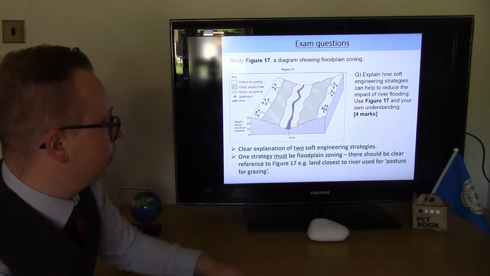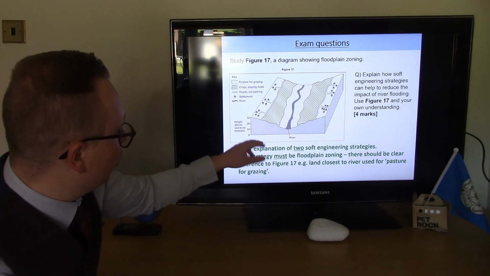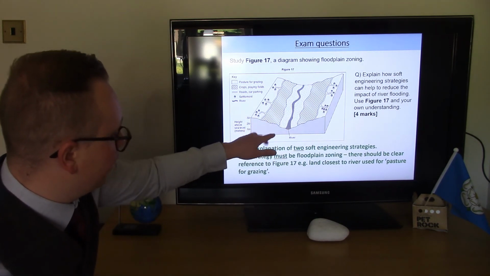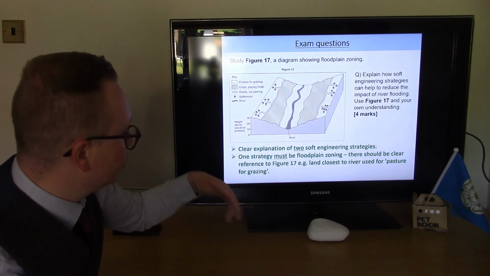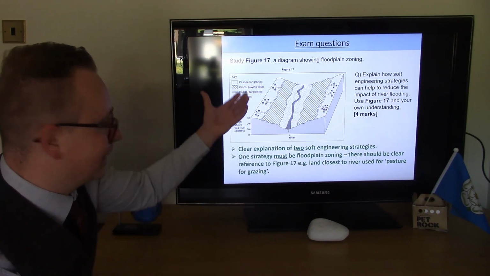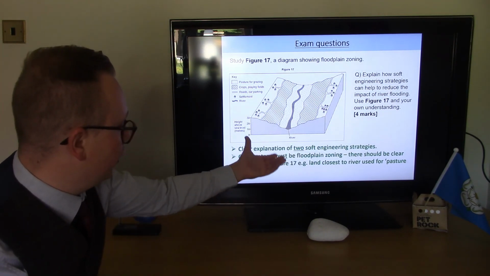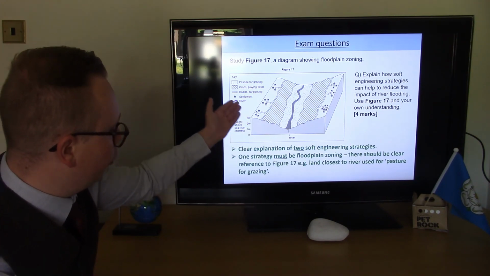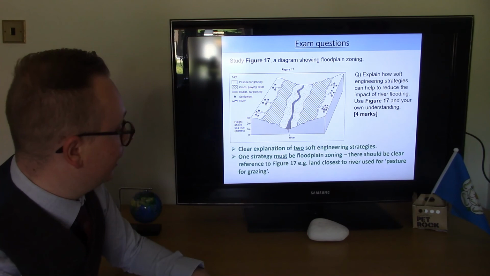Explain how floodplain zoning works, making clear reference to figure 17. So we can talk about what they've included on their diagrams. The land closest to the river, in this case, is used for pasture for grazing. So picking that out from the diagram and explaining why that is an example of a low value land use and therefore why it's been chosen to be close to the river and why our settlements are up at higher elevation further from the river because they are high value land.